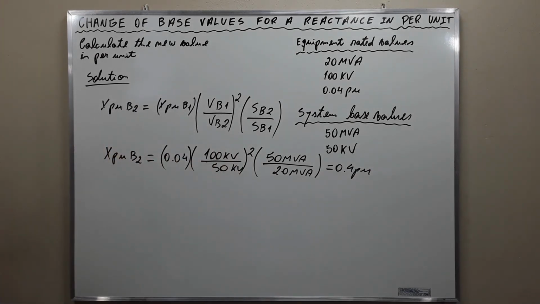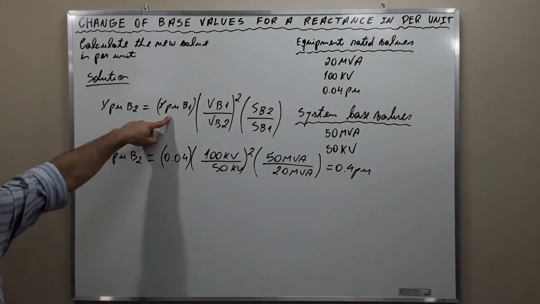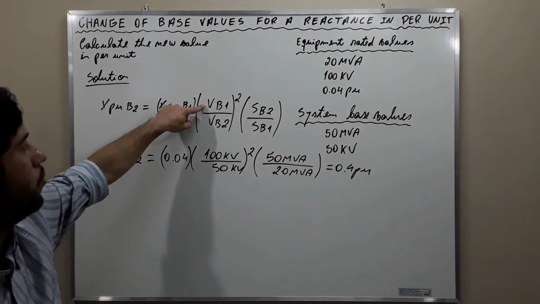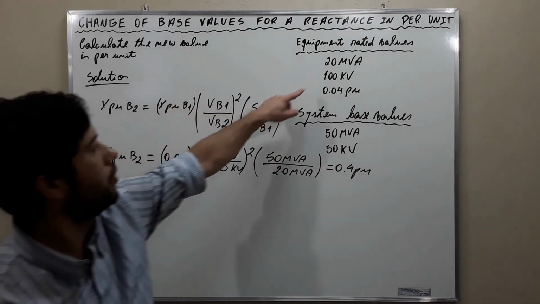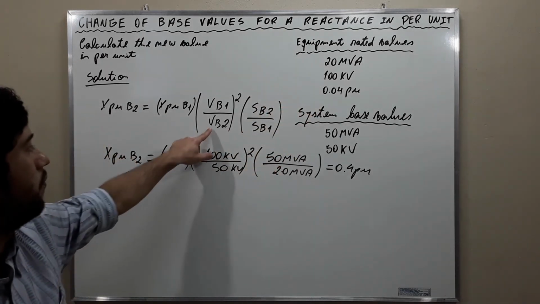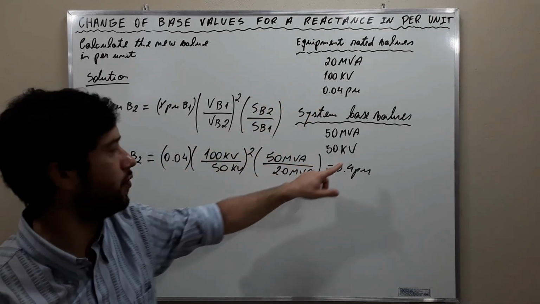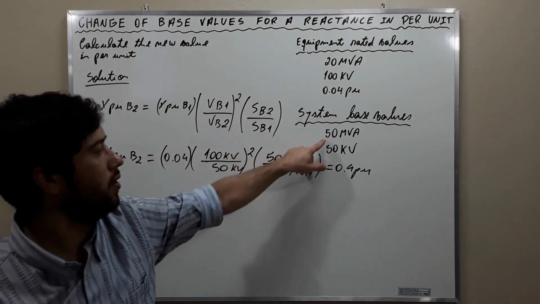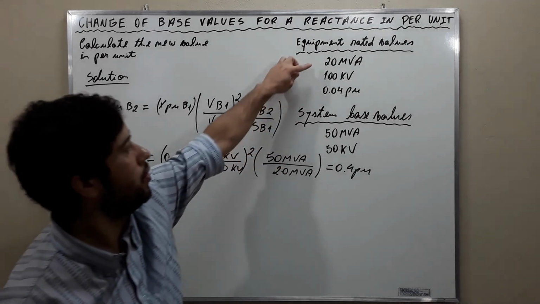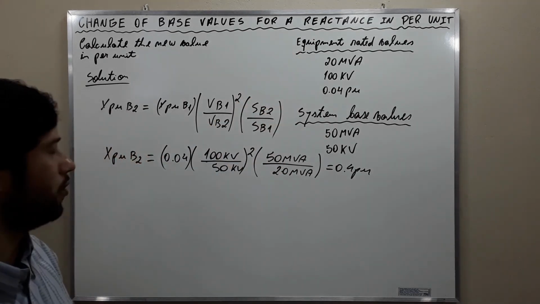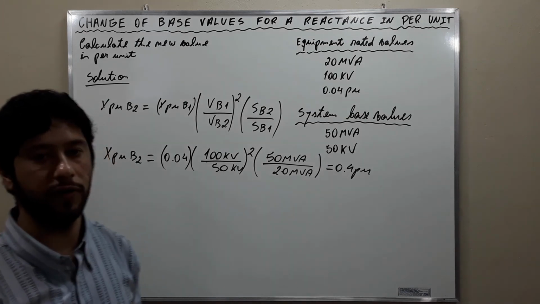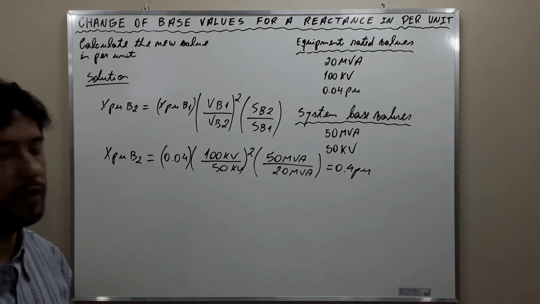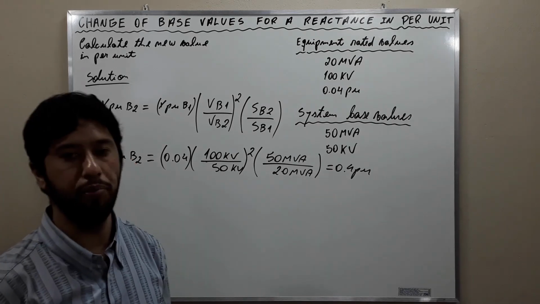Substituting the values here, 0.04 pu, VB1 100 kV, VB2 50 kV, SB2 50 MVA, SB1 20 MVA. Using this data, we arrive at the final result. And the new reactance in per unit is 0.4 pu.